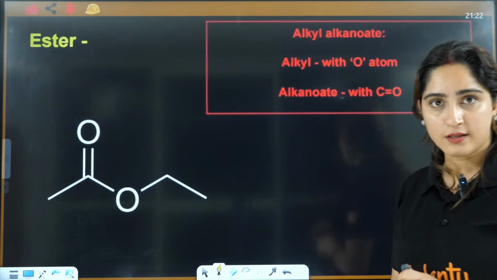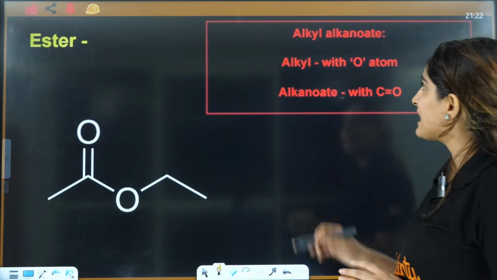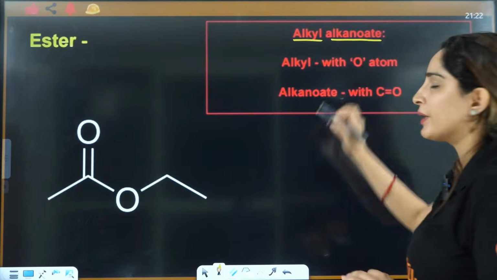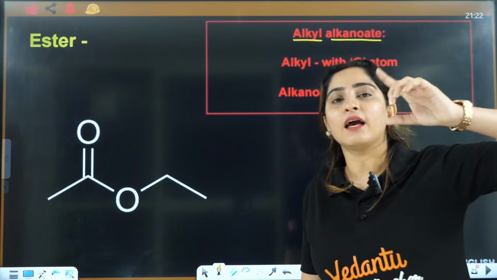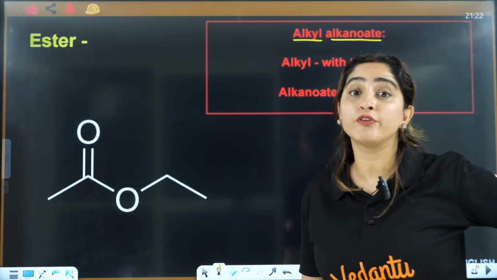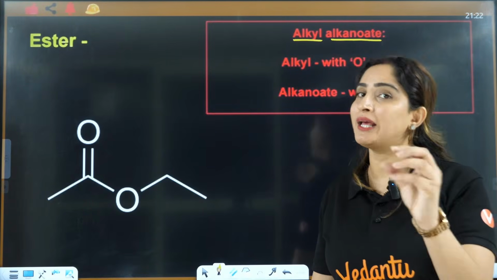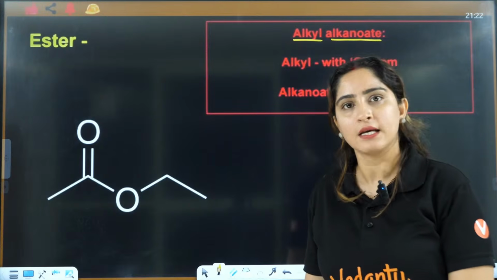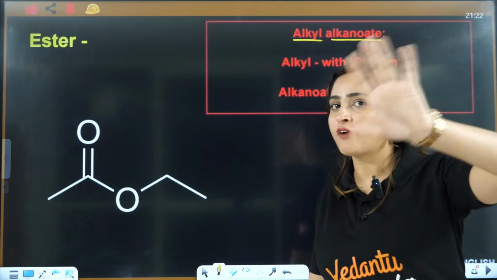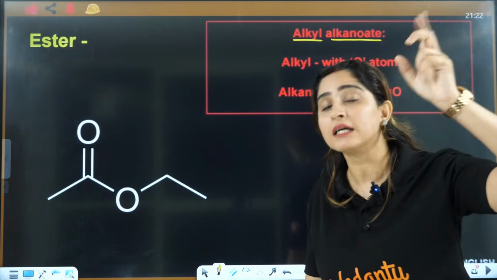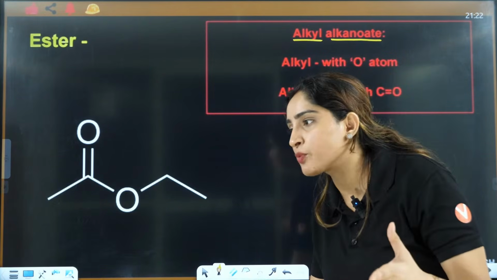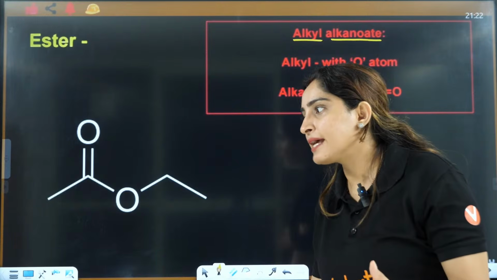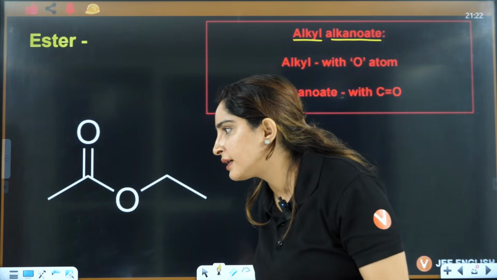Next is ester. So in ester, you have alkyl alkanoate. Do you remember, just like in ether, you had alkoxy alkane. You were confused that, ma'am, which part should be alkane, which part should be alkoxy, right? That we understood, that the lesser number of carbons should be alkoxy. In ester, what the situation is like, okay?